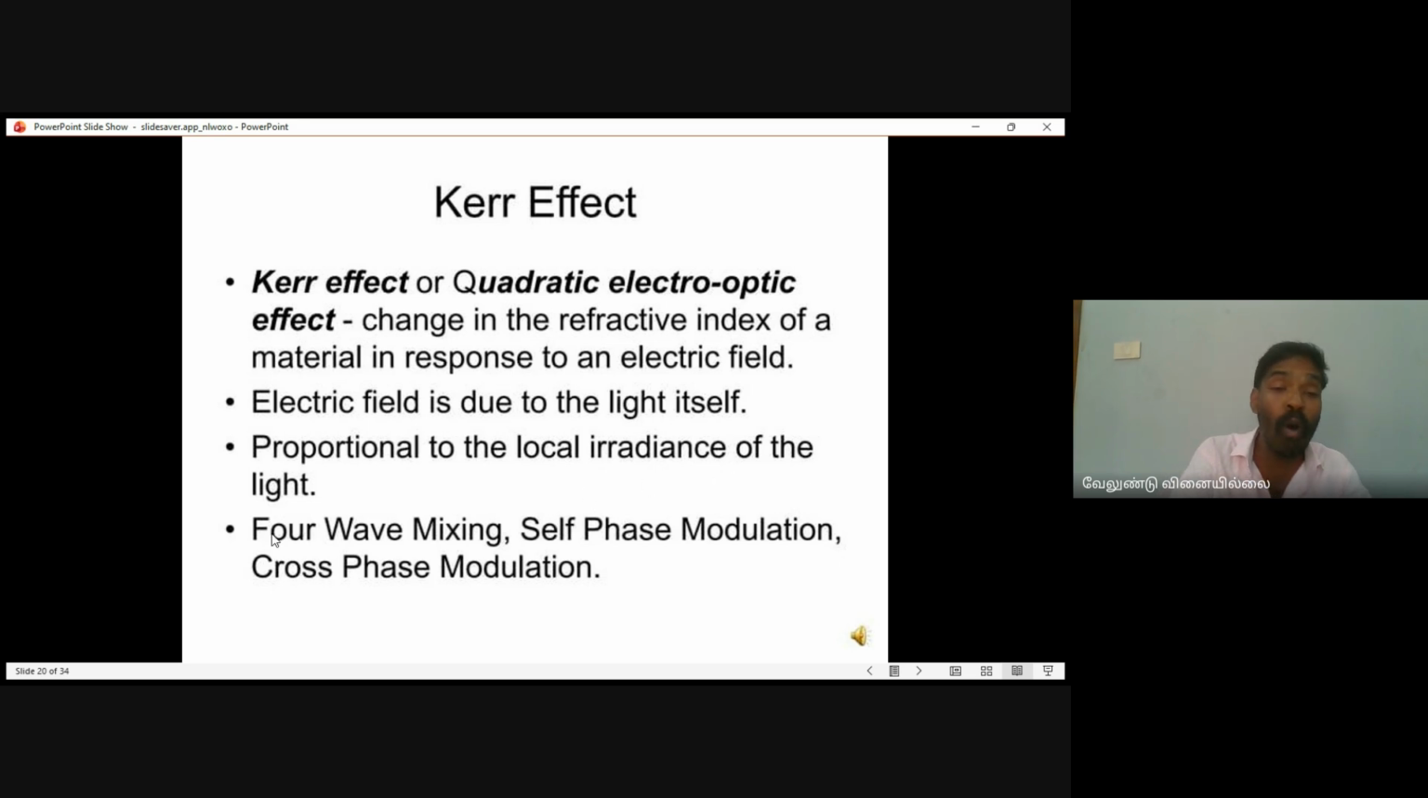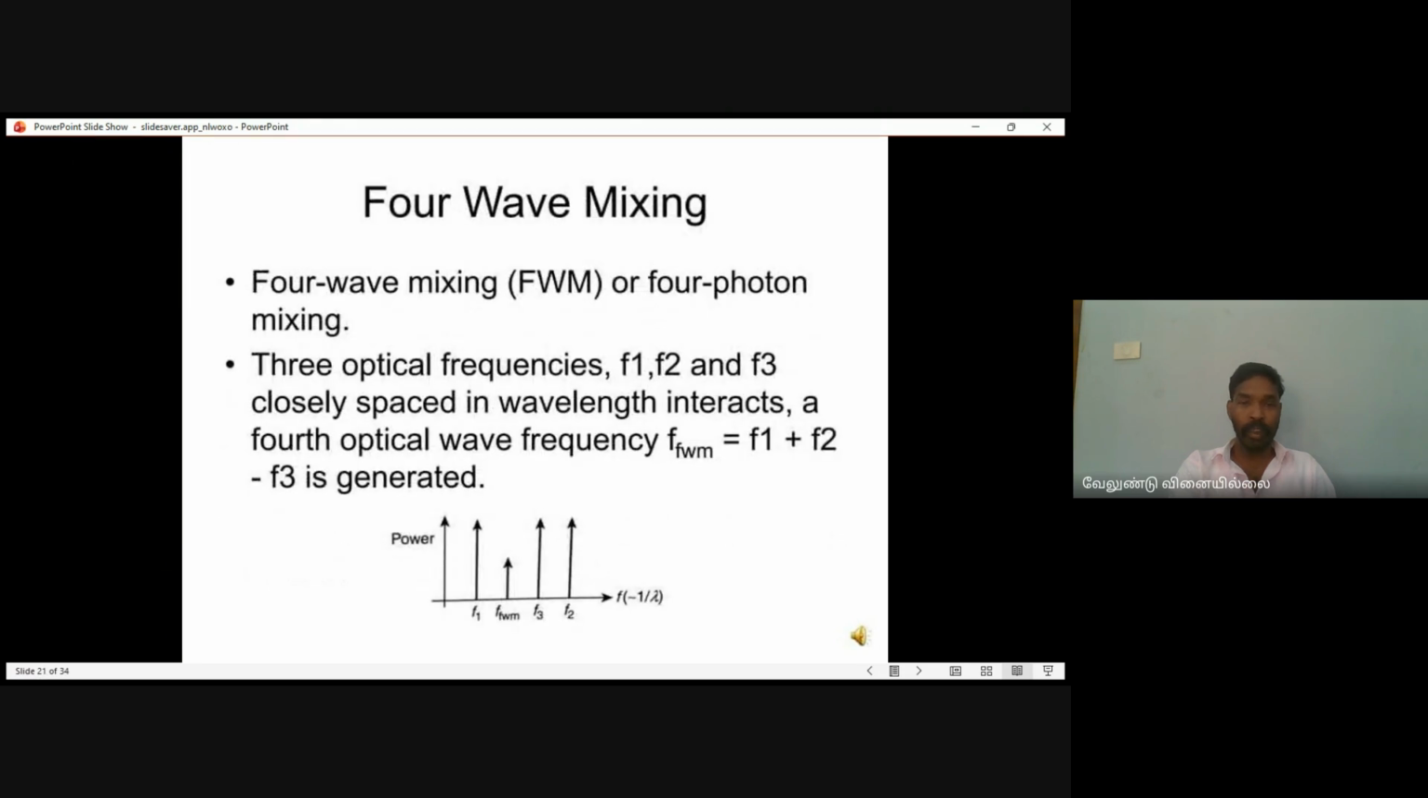Next one is four-wave mixing. Four-wave mixing, self-phase modulation, and cross-phase modulation. These are all the effects of what? The Kerr effect. The Kerr effect produces four-wave mixing, self-phase modulation, and cross-phase modulation. What is the Kerr effect? Due to the electric field, the refractive index of the optical fiber keeps on changing. That is the effect. This is four-wave mixing.